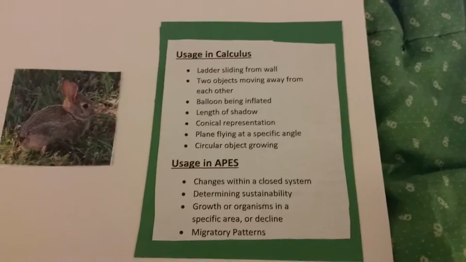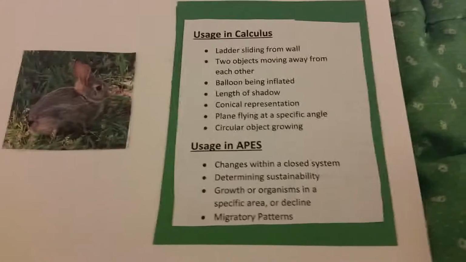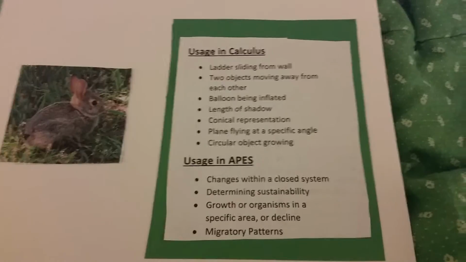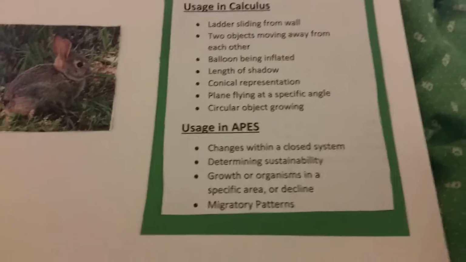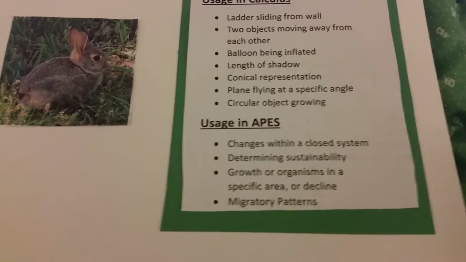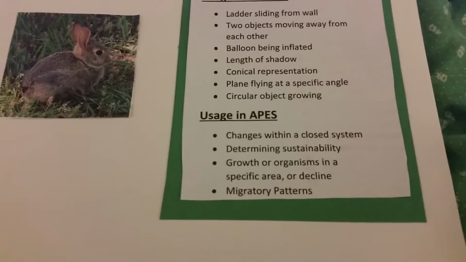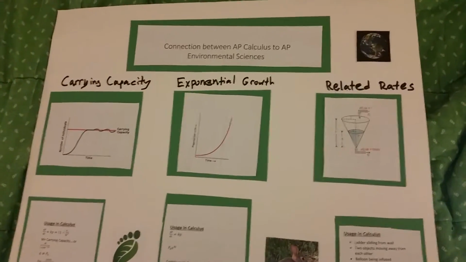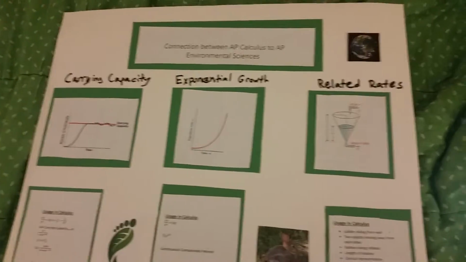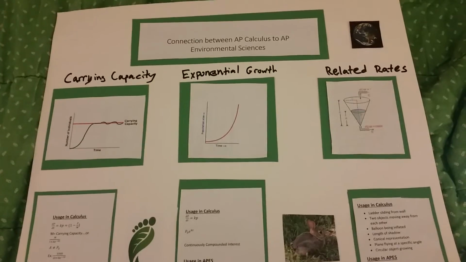Growth of organisms in a specific area, or a decline. So if you have an algal bloom in a pond, then you can determine the rate of its growth using a related rate. Finally, migratory patterns. If one species goes one way and another species goes another way, you can determine the distance between the species using related rates. So all in all, calculus does have many connections to AP Environmental Sciences, and it's important to know these so that you can determine how you're going to affect the environment.